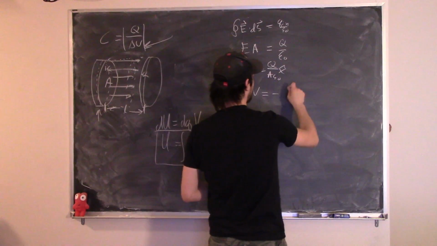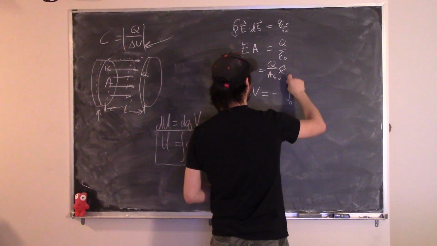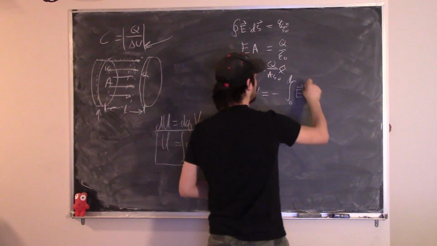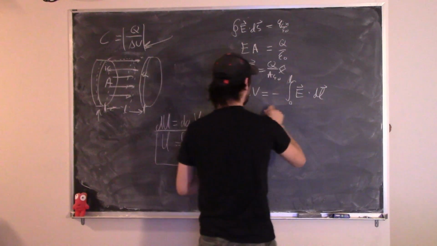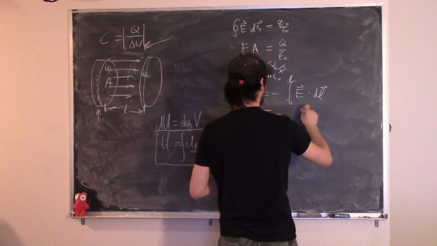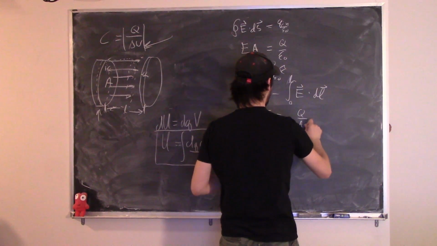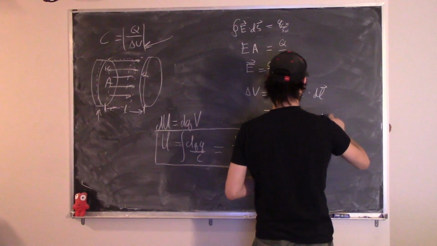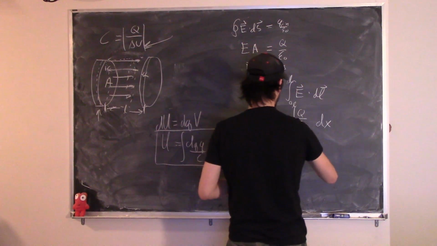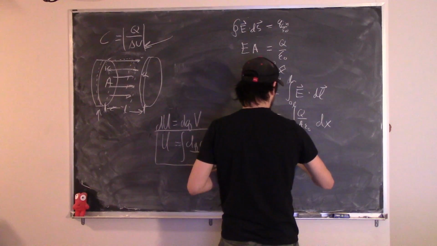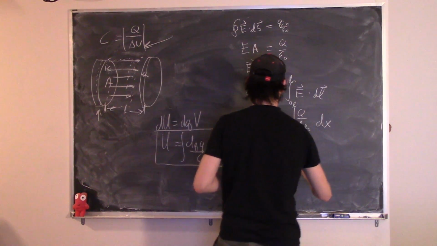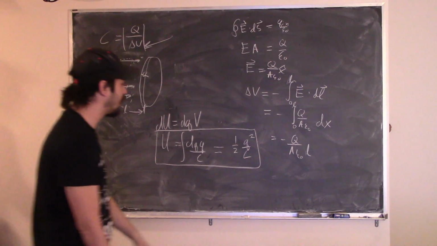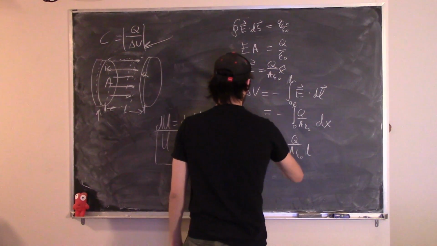And now what we want to do is find delta V between here and here. Okay. So this is equal to the negative integral from 0 to L of E vector dot dl. This is going to be equal to minus Q divided by A epsilon naught, integral from 0 to L dx. And so this is minus Q L divided by A epsilon naught.